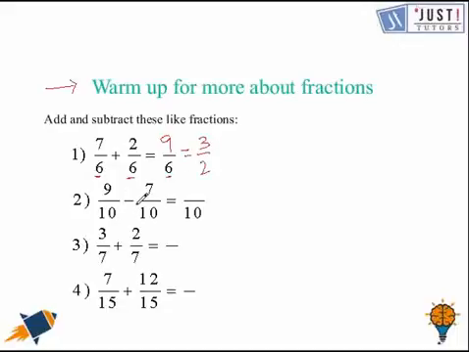In the next question, we need to do subtraction. So 9 take away 7 is 2. This gives us 2 over 10, and we can simplify it as 1 over 5. Similarly, we can try these questions as well. The answer for question number 3 is 5 over 7, and the answer for question number 4 would be 19 over 15.